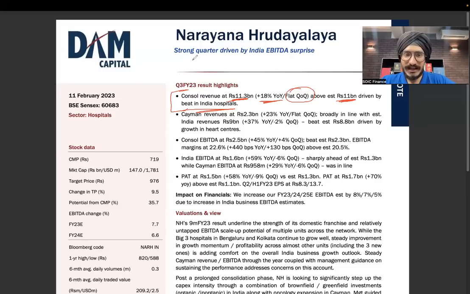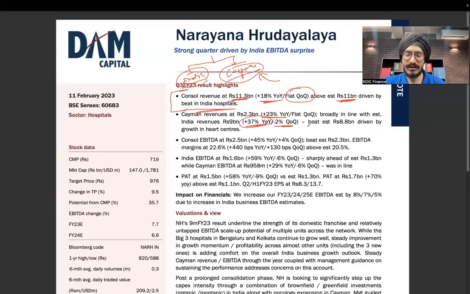So Narayana has two businesses. One is the India business, एक तो इंडिया वाला बिजनेस है, and दूसरा कौन सा बिजनेस है? केमन आइलैंड वाला बिजनेस. So two businesses हैं, one is India and second one is the Cayman Island business, right? So Cayman Island ने reported a 23% YoY growth, and Cayman Island पे अभी analyst को क्या डर लगता है सबको कि केमन आइलैंड वाला कहीं बिजनेस it doesn't fall off the cliff. And Indian business actually reported a 37% growth year on year, right?